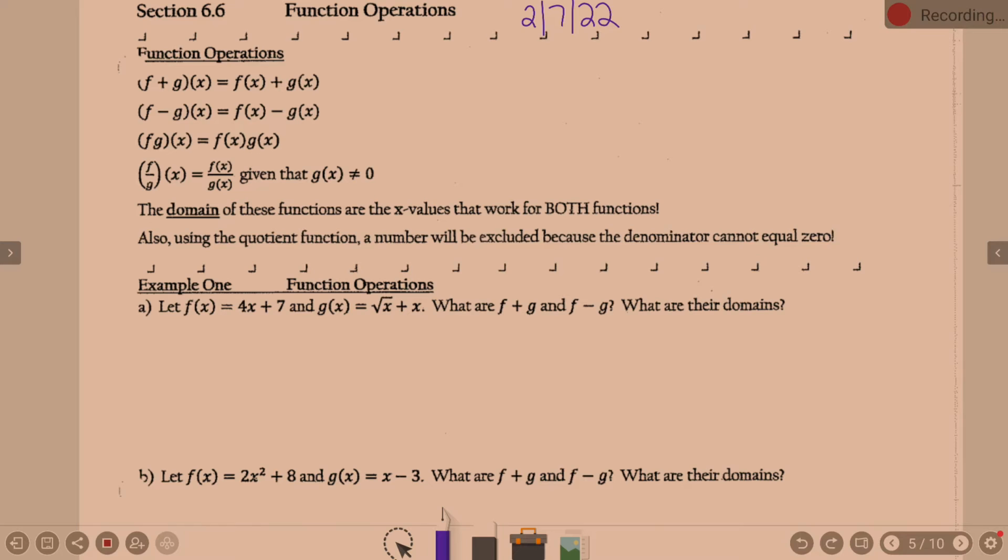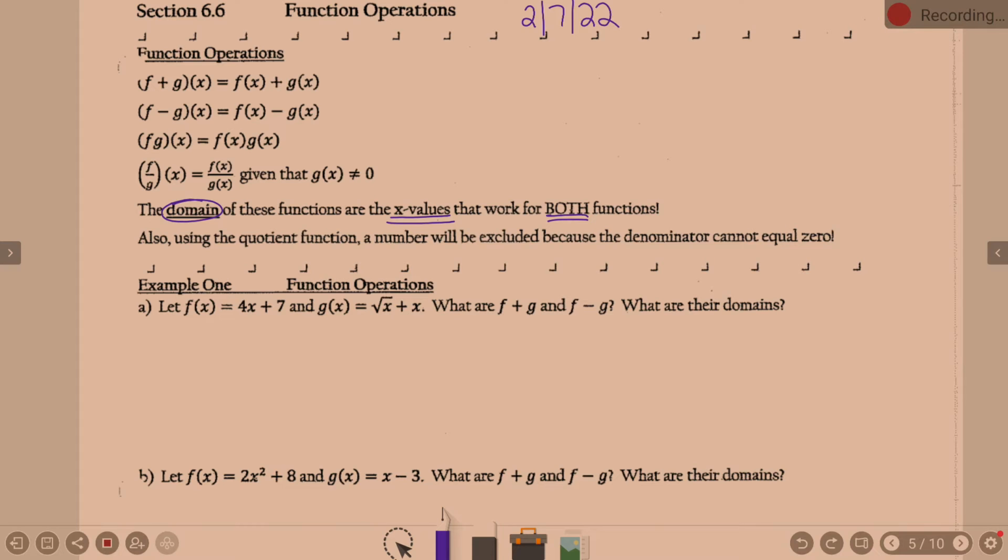Okay, now, probably the harder part than doing these is we're going to talk about domain. So the domain of these functions are the x values that work for both functions. Okay, domain, x, that should already be known, right? Your domain are your x values, and they have to work for both functions. So if you take f and you take g and you divide them, it has to be x values that work for one and work for the other. And we'll talk about some examples there. And then also, just as a reminder, when using the quotient function, when we divide, we will have to exclude anything that would make your denominator equal to 0.